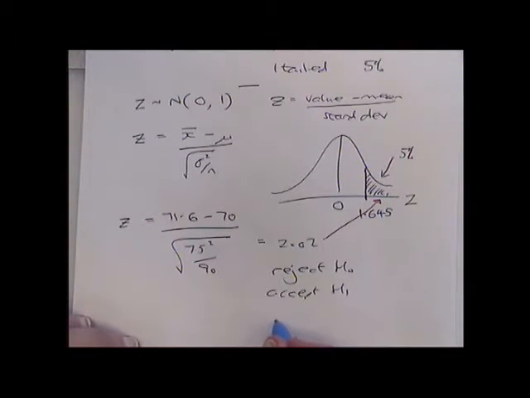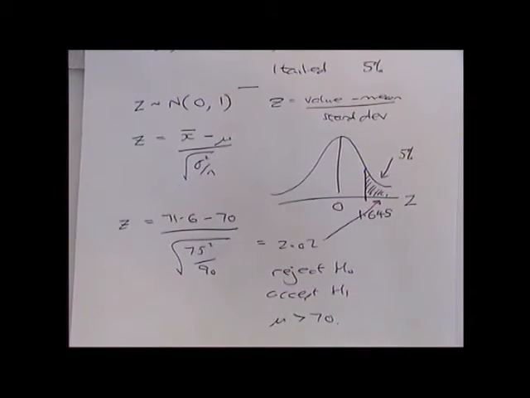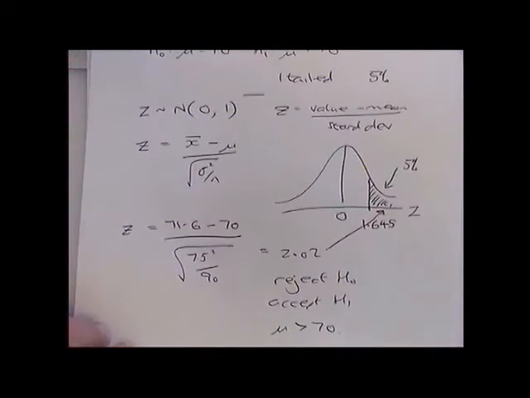So therefore we are assuming that mu is indeed greater than 70 because our Z value was in the critical region. So this is an alternative way of doing it which can save time sometimes. Are we all happy with the logic of that process in that example? Okay, right. We'll do another one.